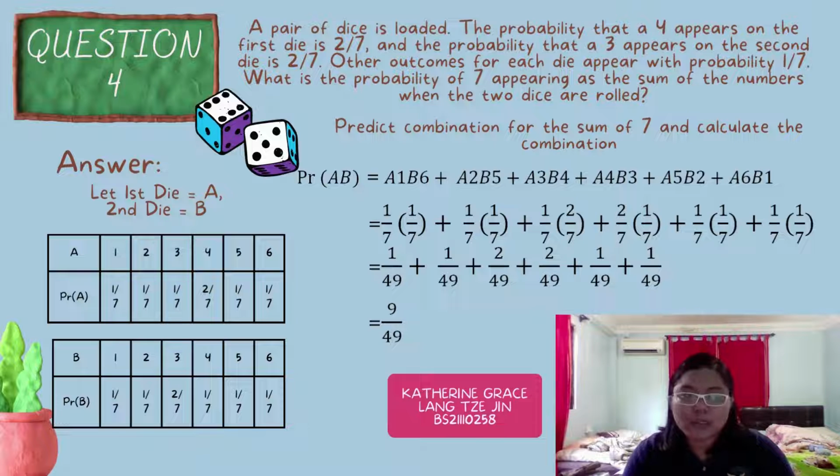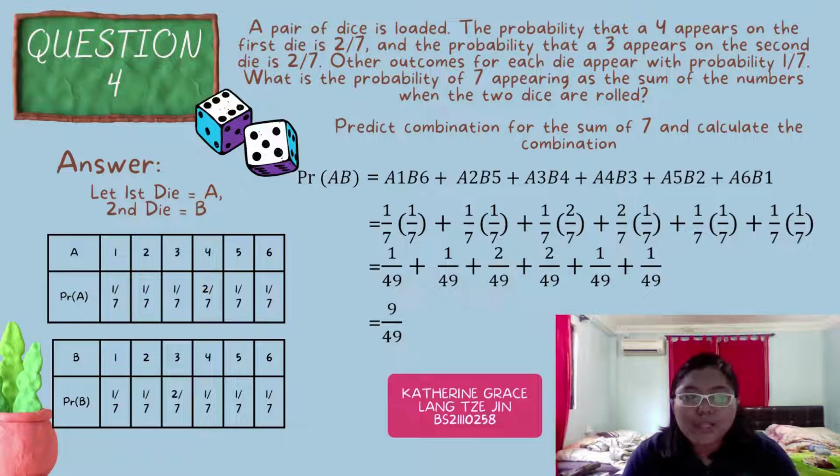A pair of dice is loaded. The probability that a 4 appears on the first die is 2/7. And the probability that a 3 appears on the second die is 2/7. Every other outcome for each die appears with probability 1/7. What is the probability of 7 appearing as the sum of the numbers when 2 dice are rolled?